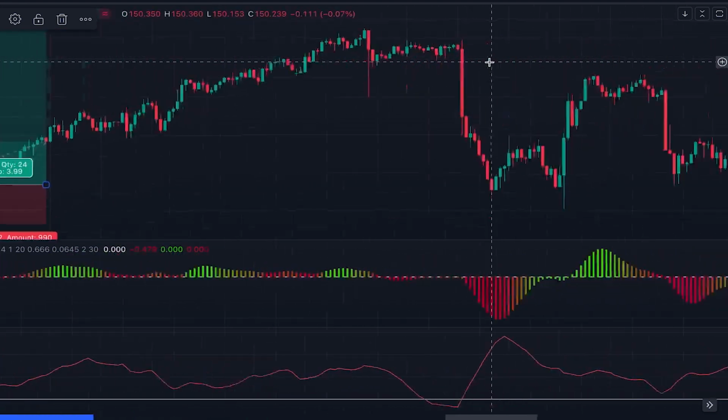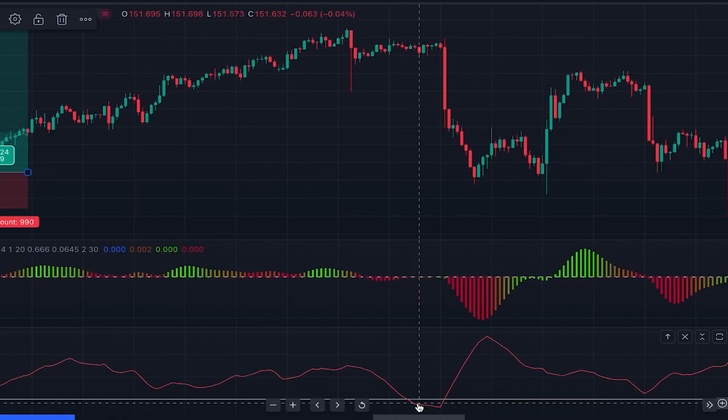Alright, moving on the chart here, you can see that the ADX line was below 20 and then it crossed above 20 at this point.